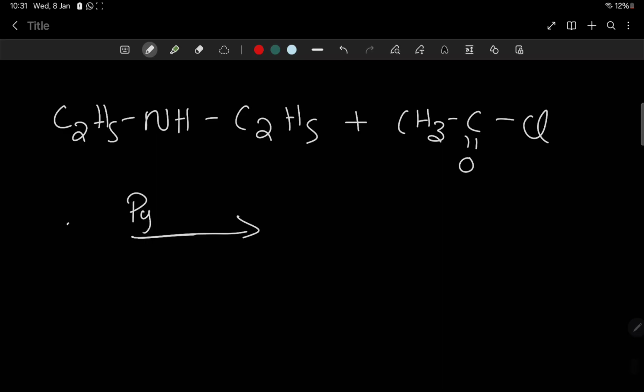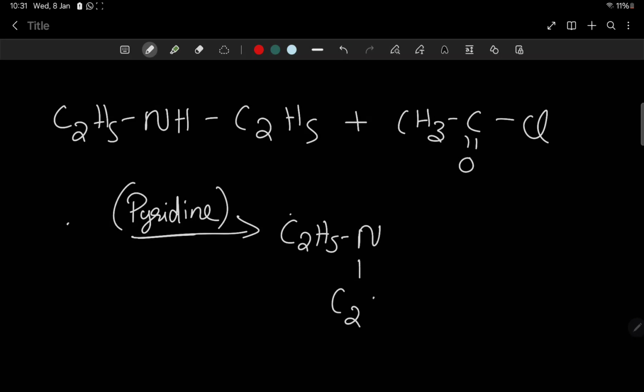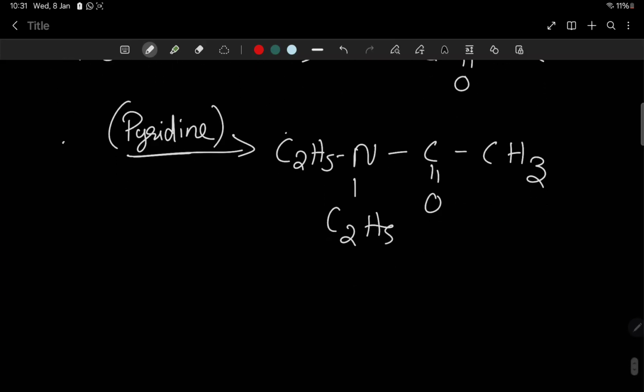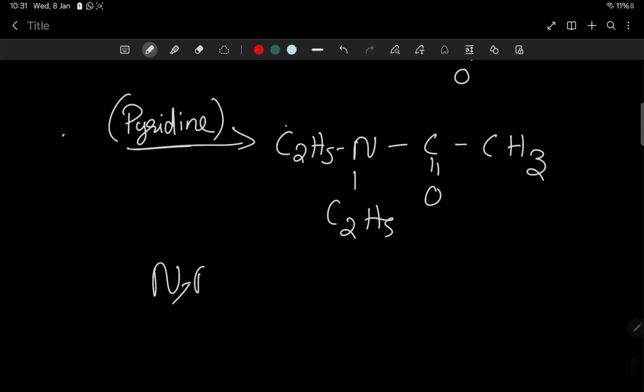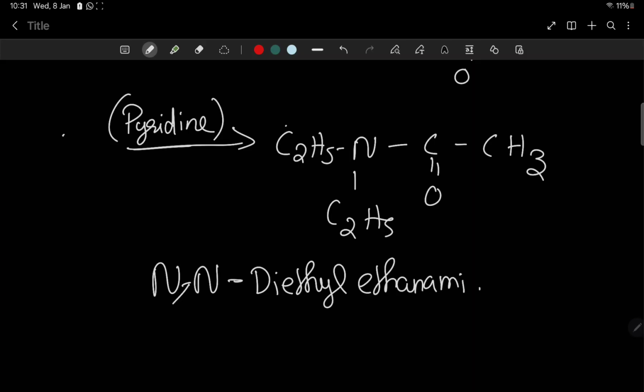In presence of base, usually we use pyridine or any strong nitrogenous base, so that way we are using pyridine. So what is happening here? Yes, simple. C2H5N C2H5 C double bond O CH3. This is the compound we are getting. This compound is N,N-diethyl ethanamide. So now different combinations you can try and you will get the answer.